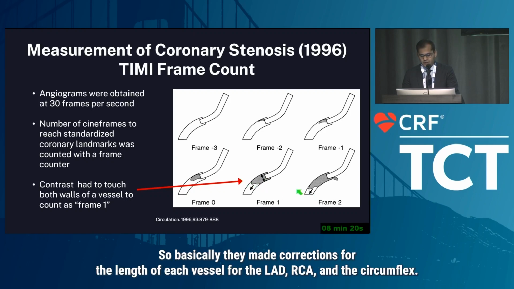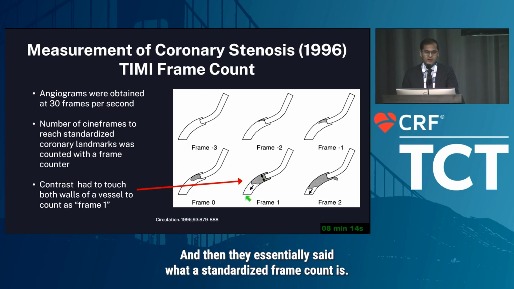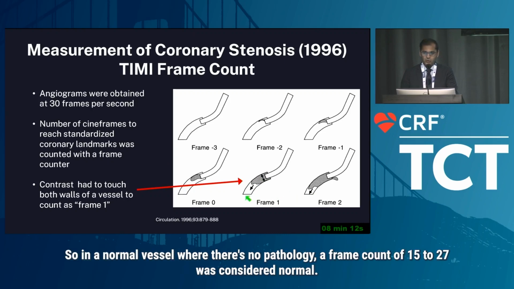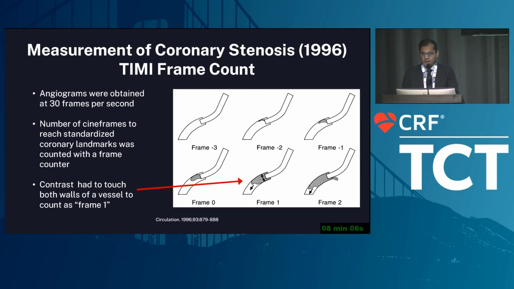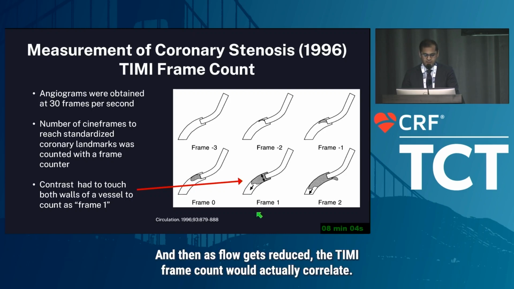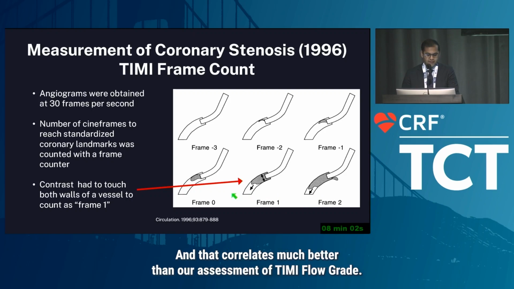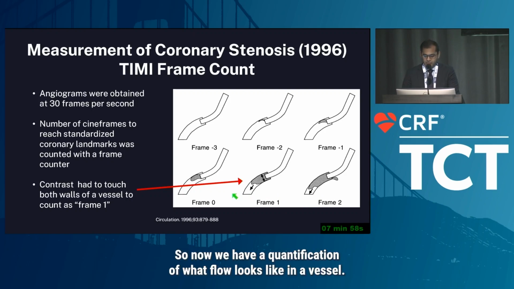They made corrections for the length of each vessel for the LAD, RCA and circumflex, and then essentially defined a standardized frame count. In a normal vessel with no pathology, a frame count of 15 to 27 was considered normal. As flow gets reduced, the TIMI frame count correlates much better than our assessment of TIMI flow grade. So now we have a quantification of what flow looks like in a vessel.